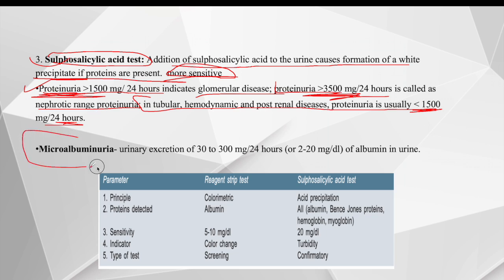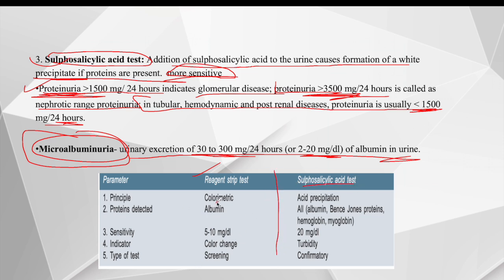Now, there is a term known as microalbuminuria. It is the urinary excretion of 30 to 300 mg per 24 hours, or 2 to 20 mg per deciliter, of albumin in urine. Now, as we have discussed two methods, first reagent strip and second sulfosalicylic acid, the differences between these are, first of all, principle. The reagent strip works on the colorimetric principle and the sulfosalicylic acid works on the acid precipitation method.